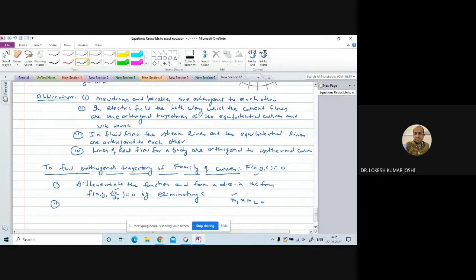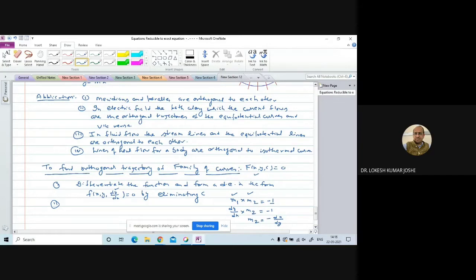Suppose this slope is m1, and suppose the curve which is orthogonal to the first curve has slope m2. Since we know that both curves are perpendicular to each other, we know one condition: if two curves are perpendicular, then the product of their slopes is -1. We use this simple concept. So tell me, if the slope of the first curve is dy/dx and we want the slope of the second curve, then the slope of the first curve times the slope of the second curve equals -1. Therefore, the slope of the second curve will be -dx/dy.